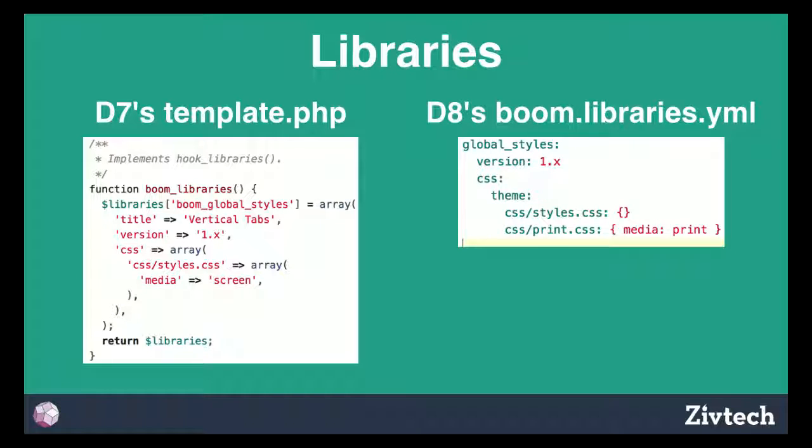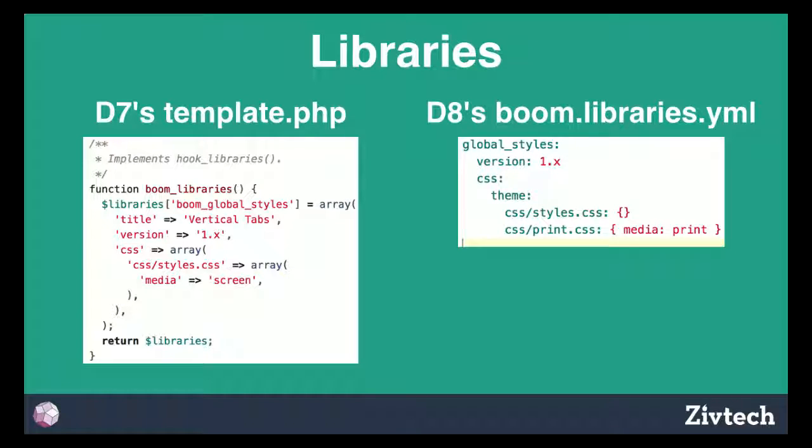So in Drupal 7, you could have done this in template.php. You could have defined a library called boom global styles. You'd be encouraged to namespace it so that you're not stepping on anybody else's toes. That can happen kind of automatically for us in V8.